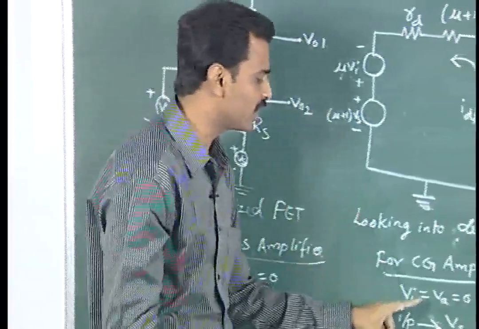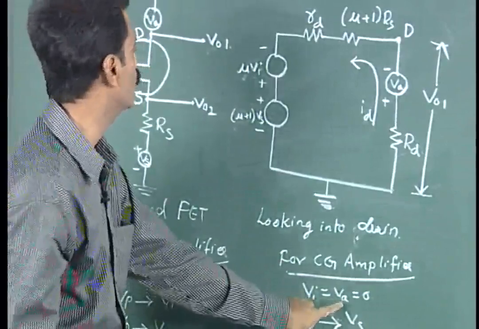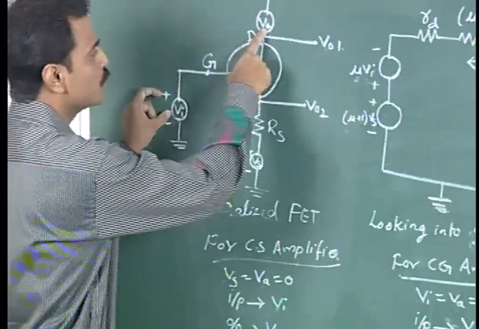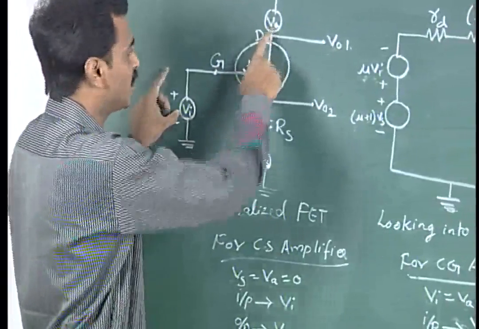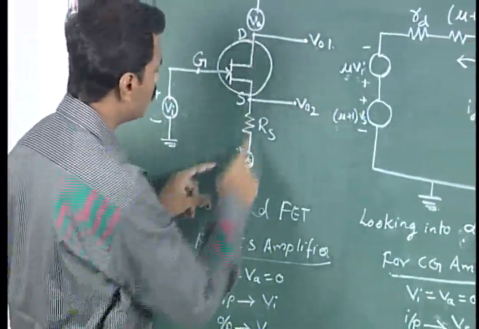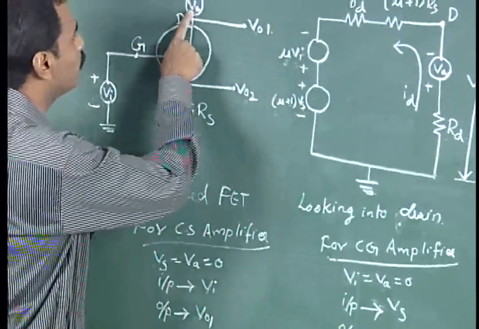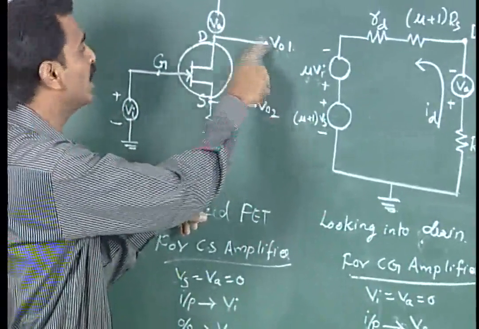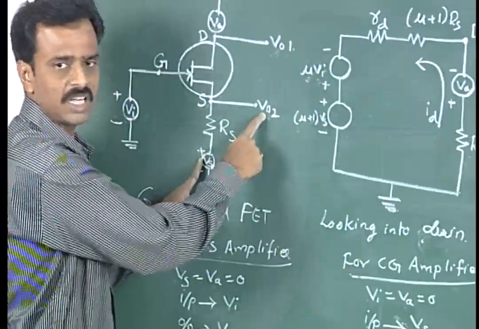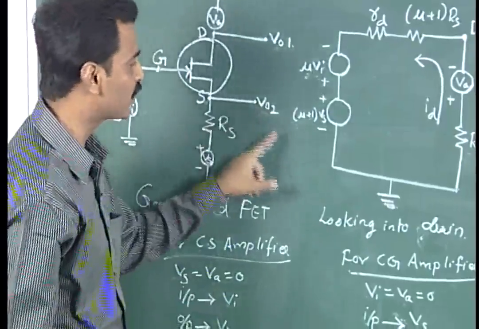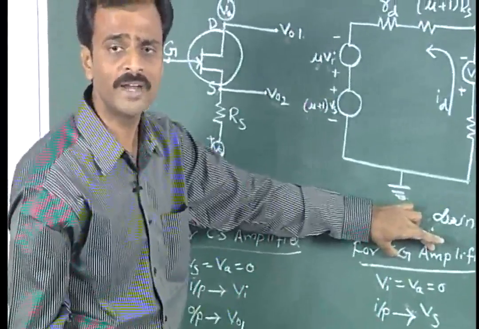In a similar fashion, for the case of common gate amplifier, the voltages Vi and Va will be equal to 0. So Vi and Va will be equal to 0 when the gate terminal has been made common for both the input and output connections of the circuit, where now Vs will be the input supply and the output is taken across V02. These two voltages are maintained at 0, the input is given across Vs, and the output is collected at V02. This is how we can calculate the values of the input and output voltages when the gate terminal has been made common.